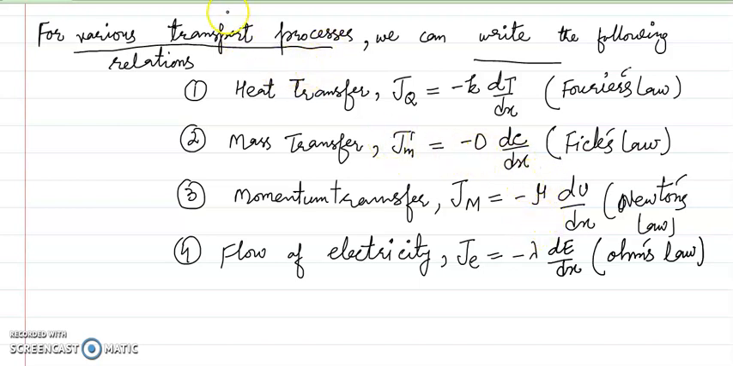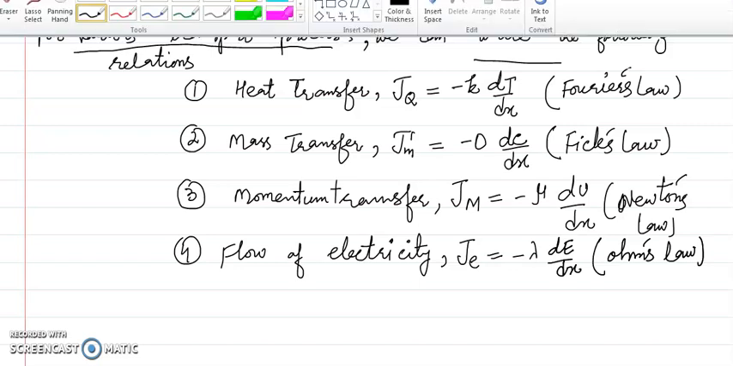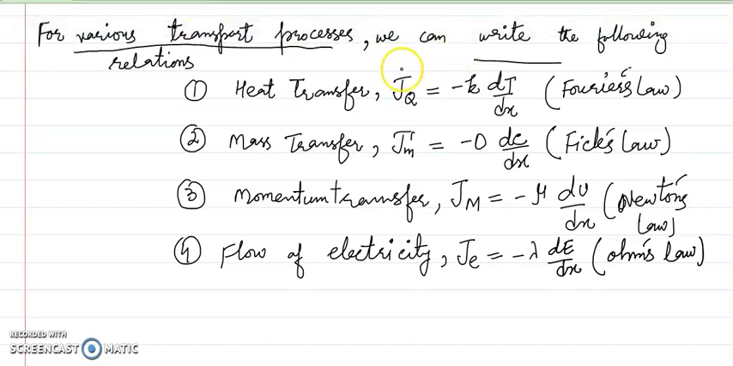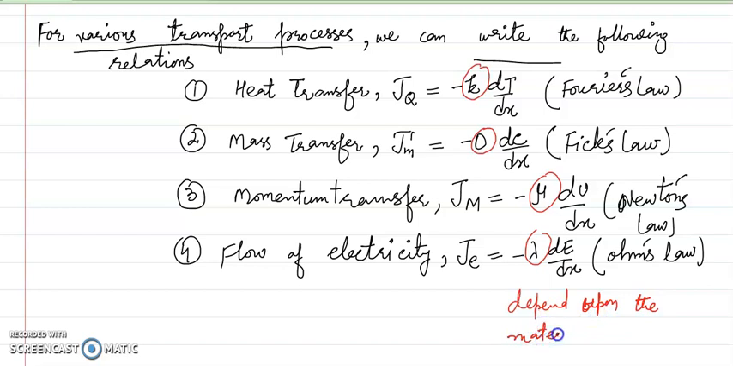Here these K, D, mu and lambda, these all depend upon the material properties of the system.